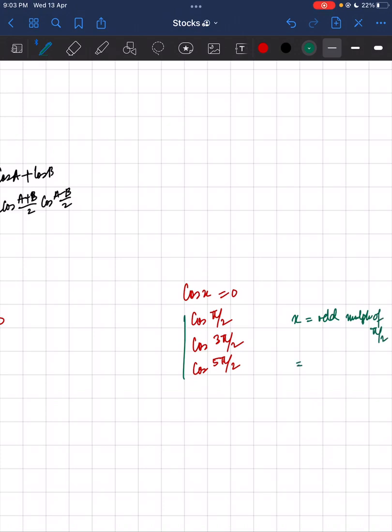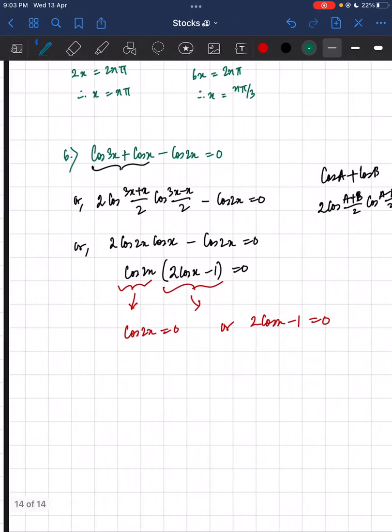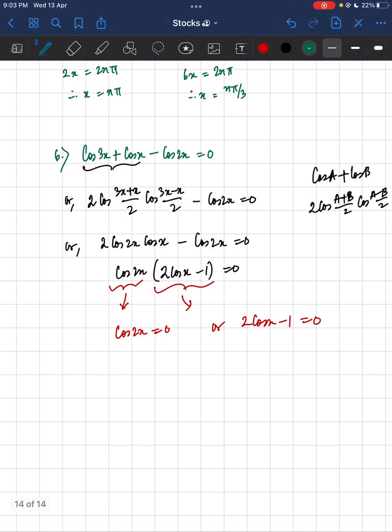Now how do we express odd numbers? We express odd numbers as 2n plus 1, so (2n plus 1) pi by 2. So the general solution of this one will be: I will write 2x is equal to (2n plus 1) pi by 2. Therefore x is equal to (2n plus 1) pi by 4.